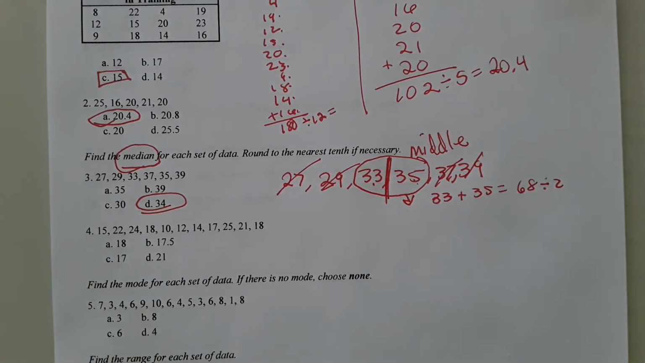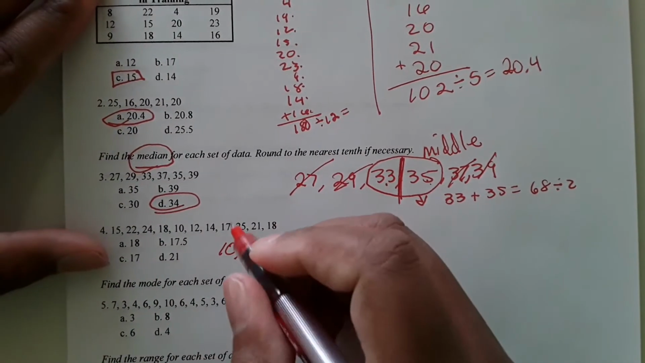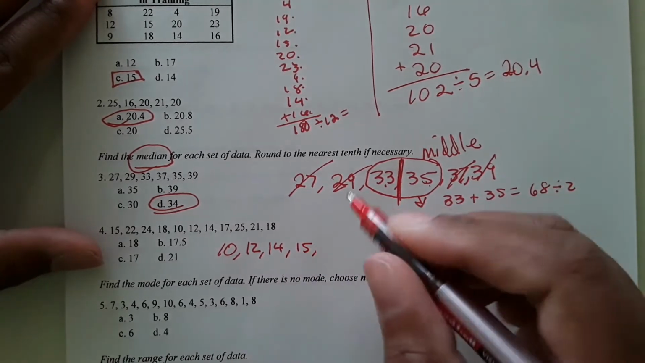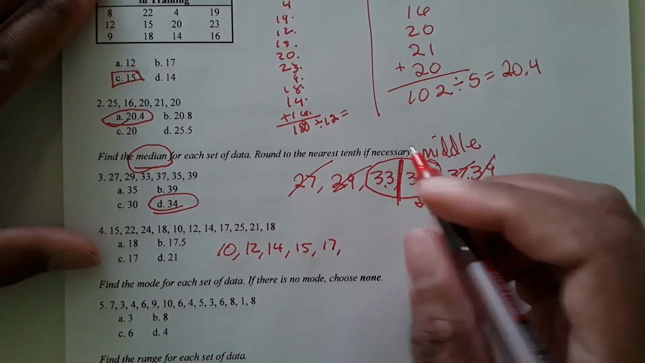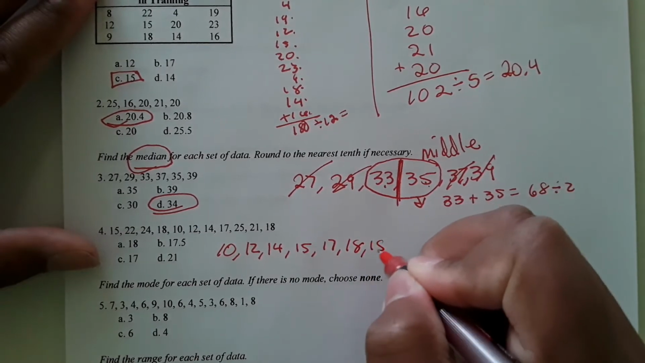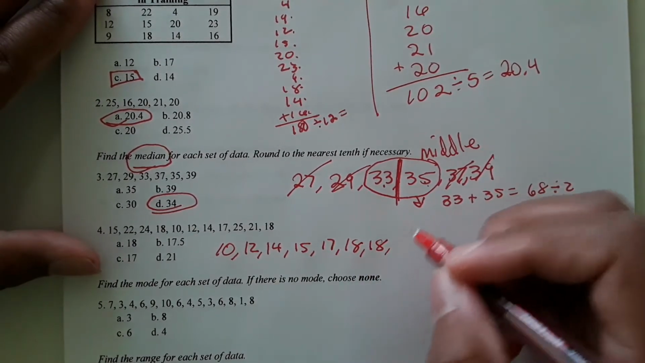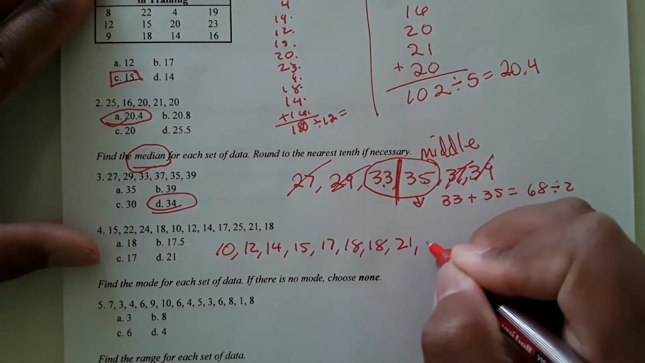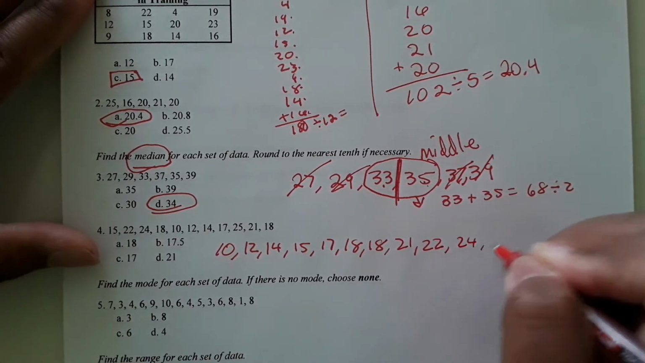And then you would do the same process for the next set, which also had you find the median, so the middle number. So we're going to order those. It would be 10, followed by 12, 14, 15. If you have your scratch paper, you can check to see, did you make sure you got them in order, not leaving off 18 because there are 2 of them, so it needs to be written down twice. 21, 22, 24, and 25.